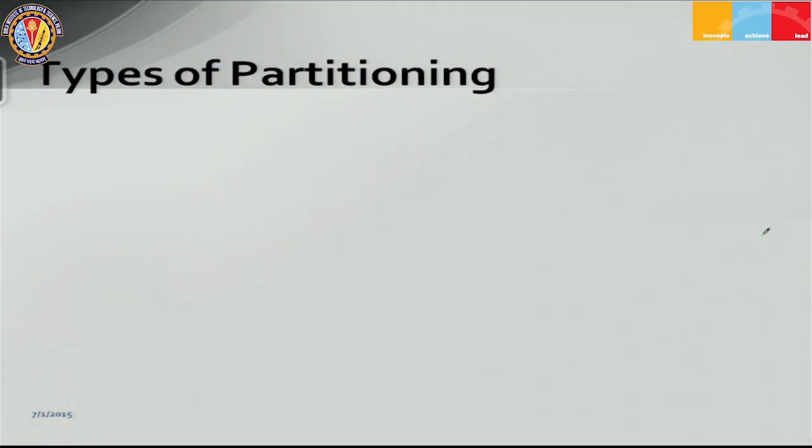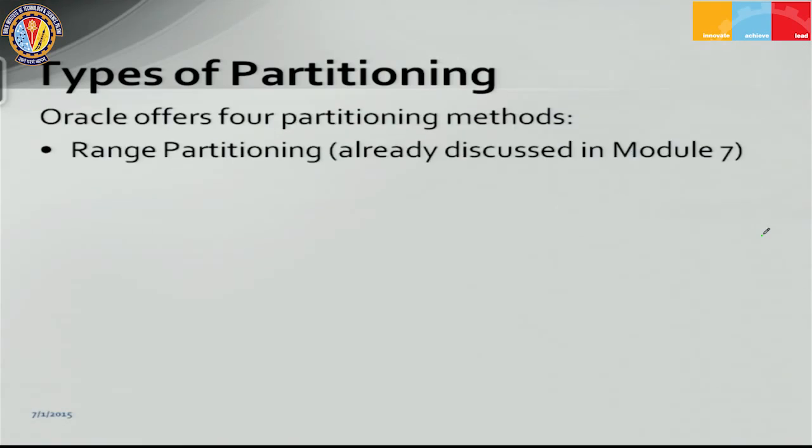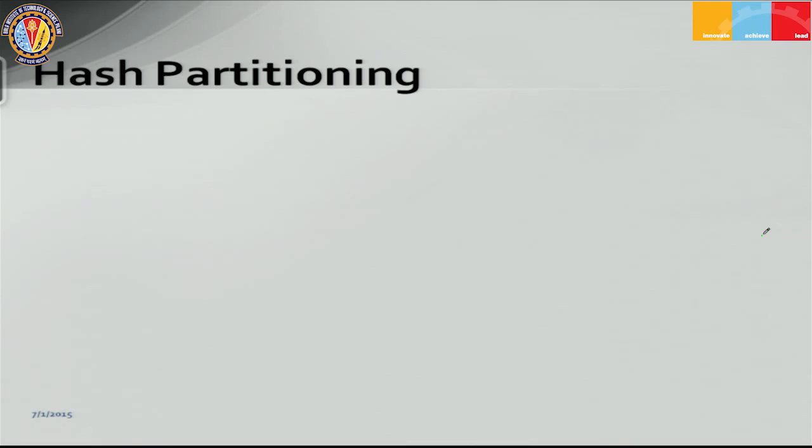Now let me come to types of partitioning. Oracle offers 4 partitioning methods. Range, which was already discussed when we discussed partitioning, so I'm not going to do it again. Then we have hash partitioning, list partitioning, followed by composite partitioning. Let me give you some idea about these different kinds of partitioning.